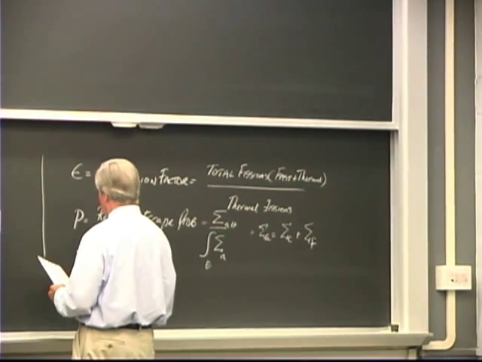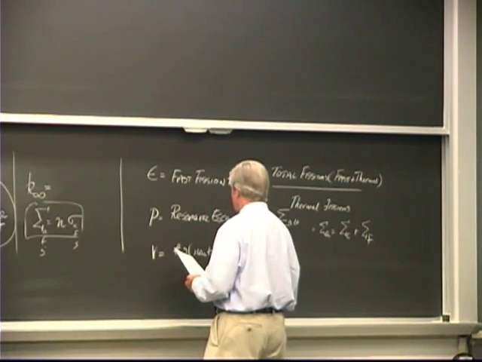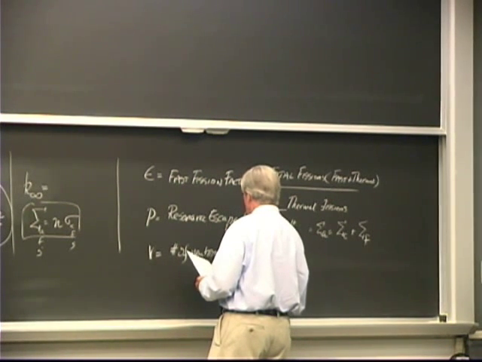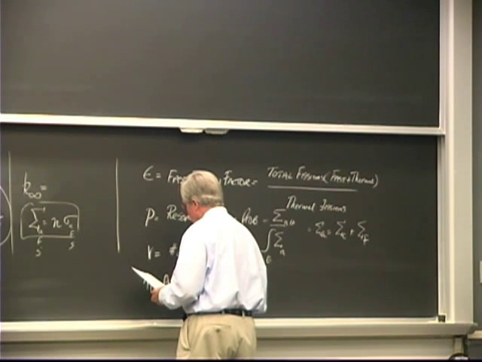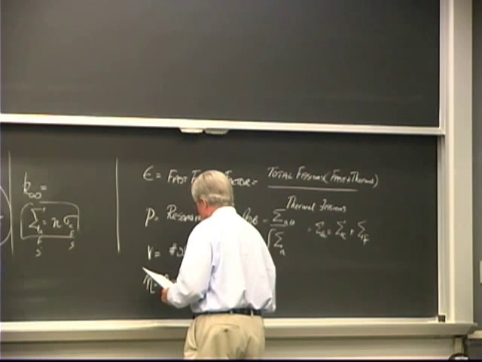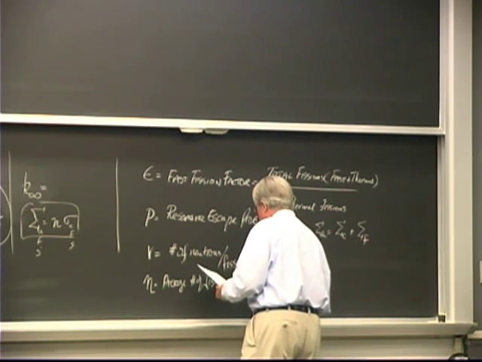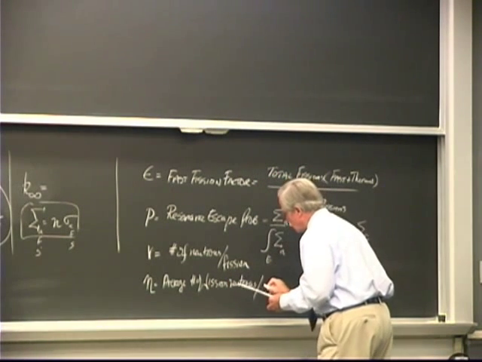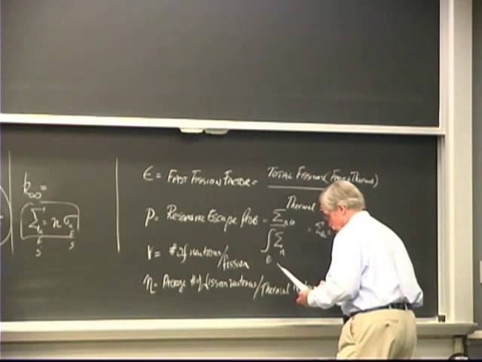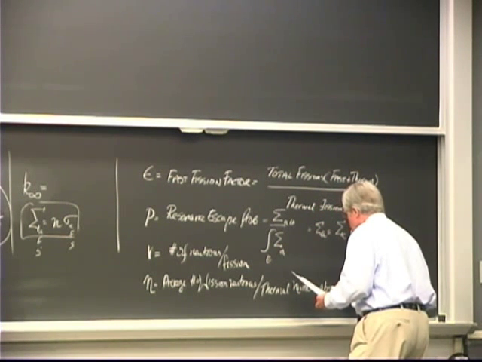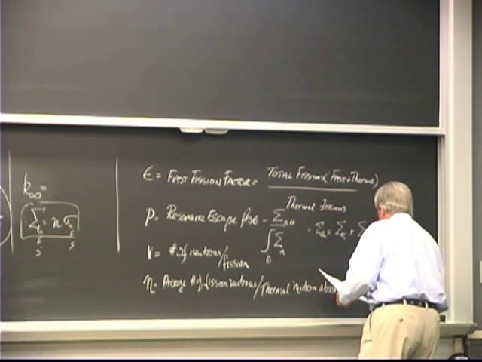Then we have the nu, which is the number of neutrons produced per fission. And then we have an eta, which is the average number of fission neutrons produced per thermal neutron absorbed in fissionable material.